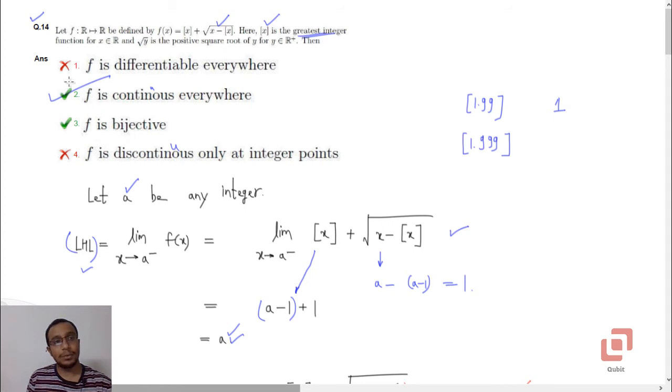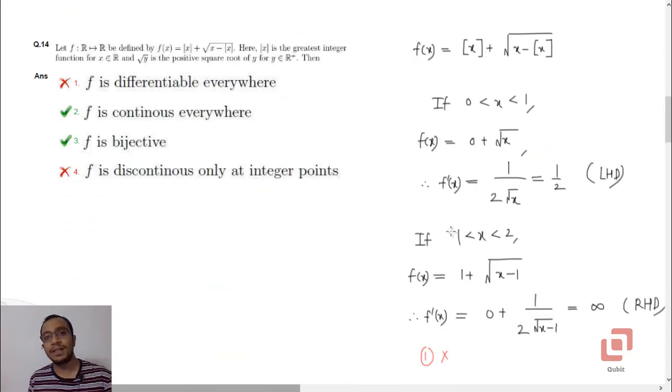Let us now go to option 1. f is differentiable everywhere, and this is not the case. We will see how. It is enough to prove that it is not differentiable at a single point, because the option says it is differentiable everywhere.